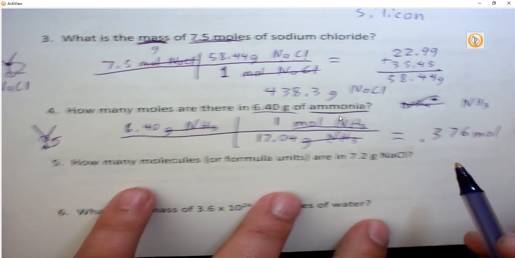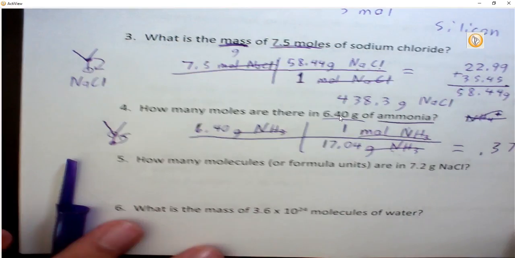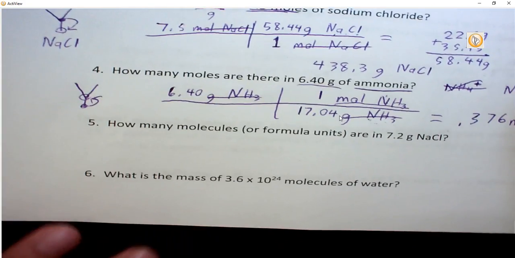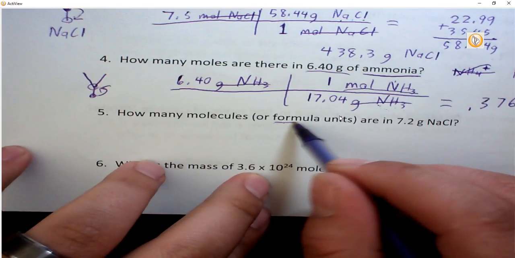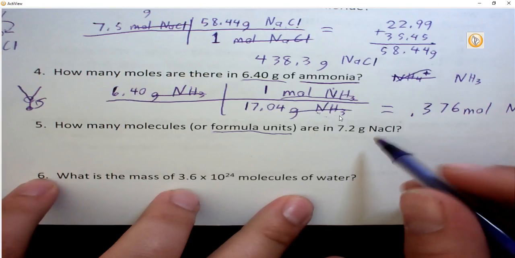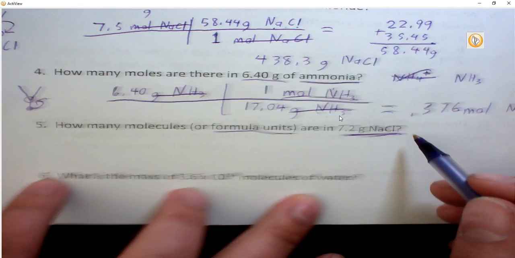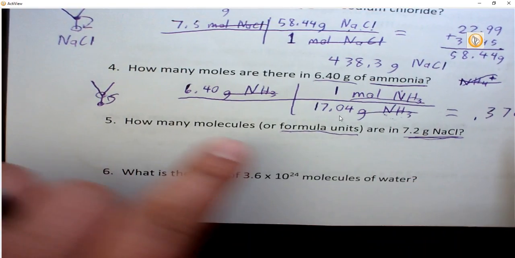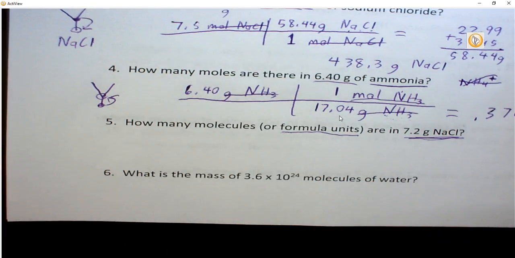Now I used 3 digits here in our answer because we have 3 significant digits in the question. Number 5, how many molecules were formula units? Now guys, formula units can be molecules, atoms, ions. It's just depending on what we're talking about in the question. So formula units for NaCl is going to be a molecule. So how many formula units are in 7.2 grams of sodium chloride?